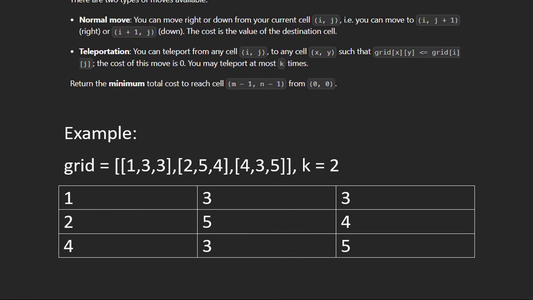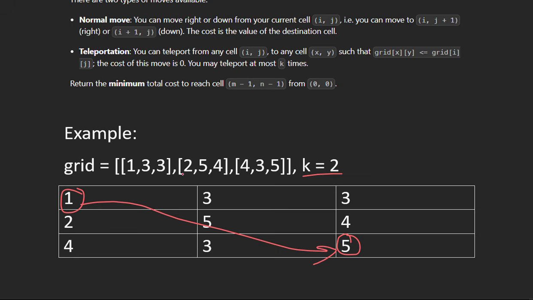We have to start from our top left cell, that is 0 comma 0, and go to the bottom right cell, and we have to find the minimum cost to go from this cell to this cell. We are given k, which denotes the total number of teleportations we can do.